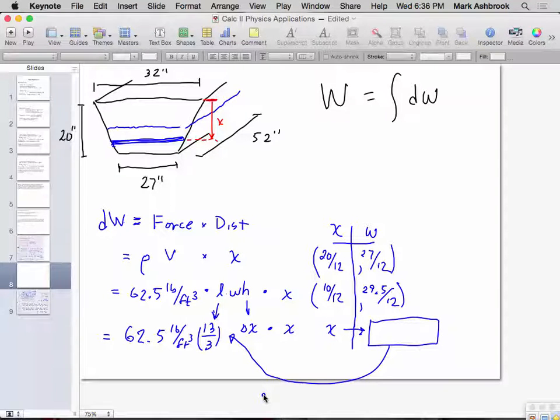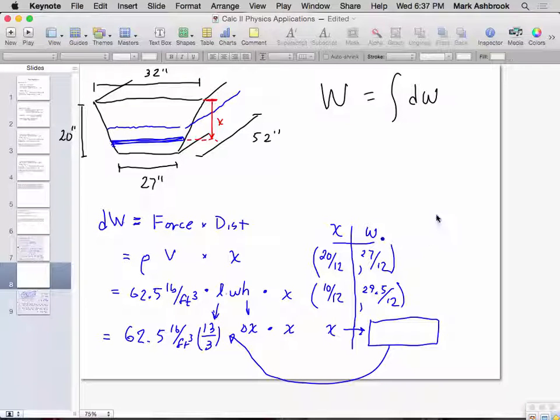Questions so far? Yeah. Can you repeat how you got 29.5? Because I told you it was half full. These are flat linear sides. It's halfway between 27 and 32. Oh, okay. So it's the average of 27 and 32. Right. Yeah, sorry, we did do that fast.